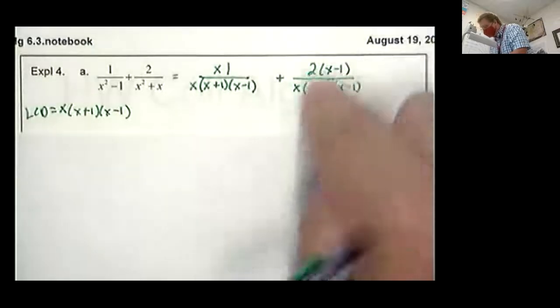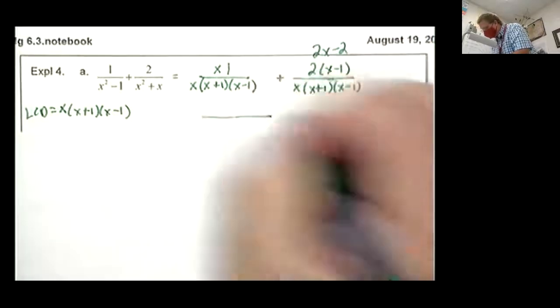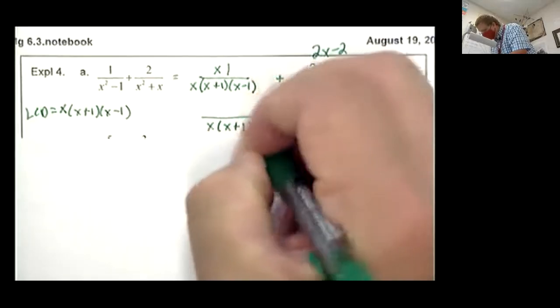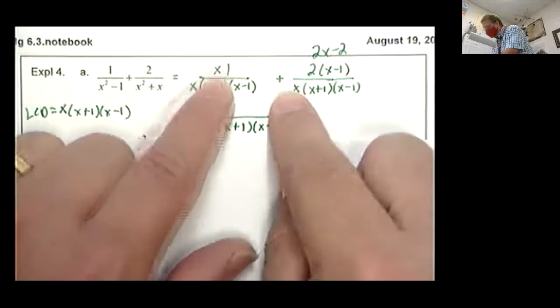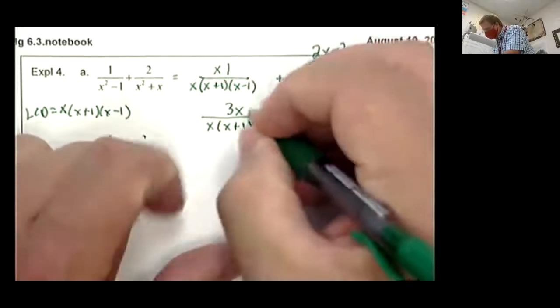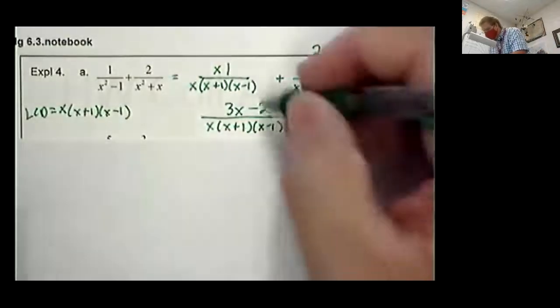That simplifies. We can actually make this a 2x minus 2. Now we have our least common denominator. That is x times (x plus 1)(x minus 1). Again, we're going to leave this all in factored form. Now we can do our addition. x plus 2x is 3x, and then minus 2. Nothing cancels. And so we're done.